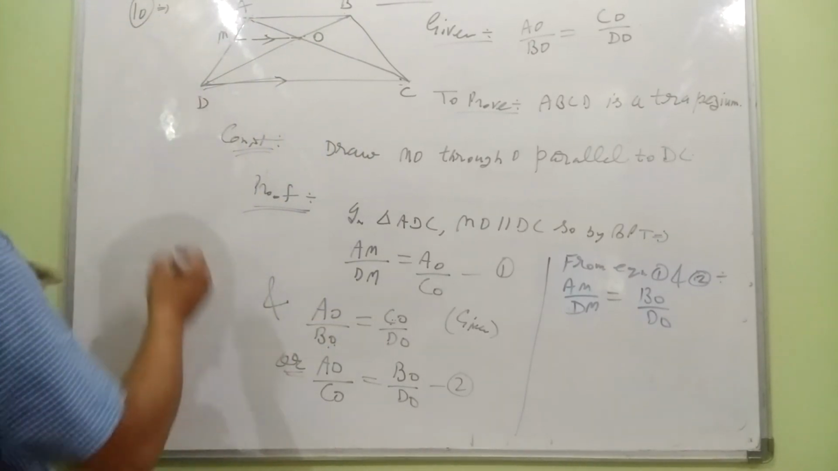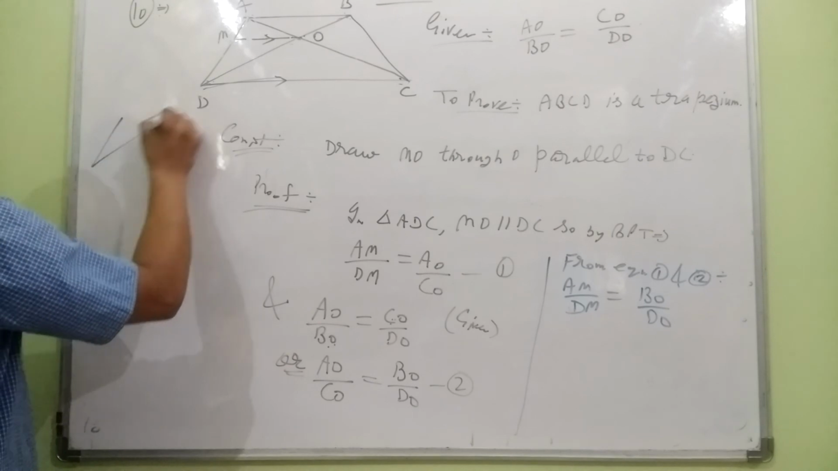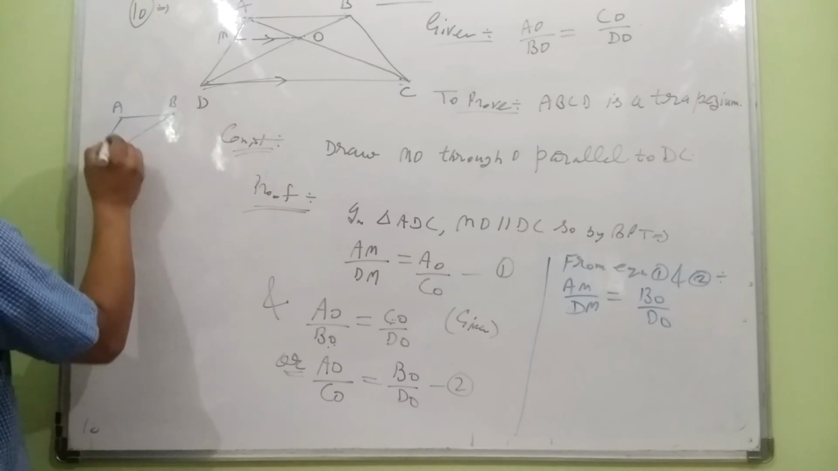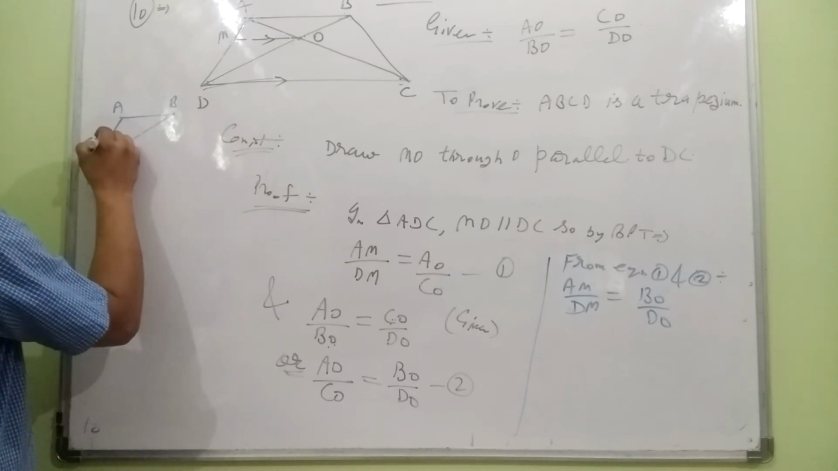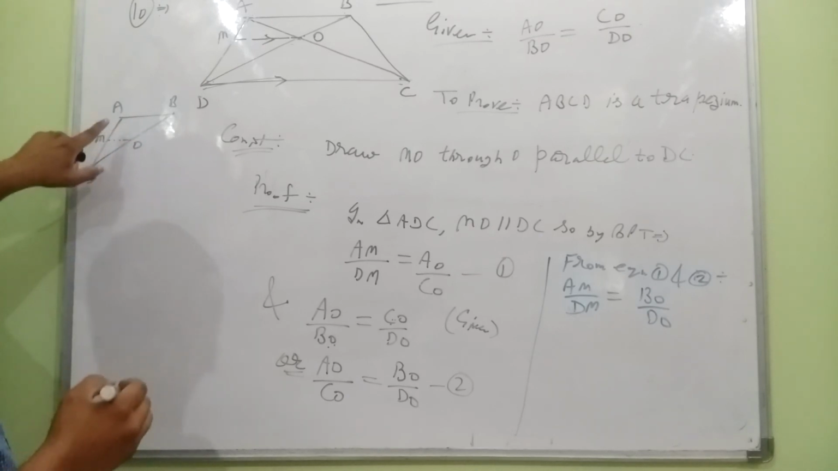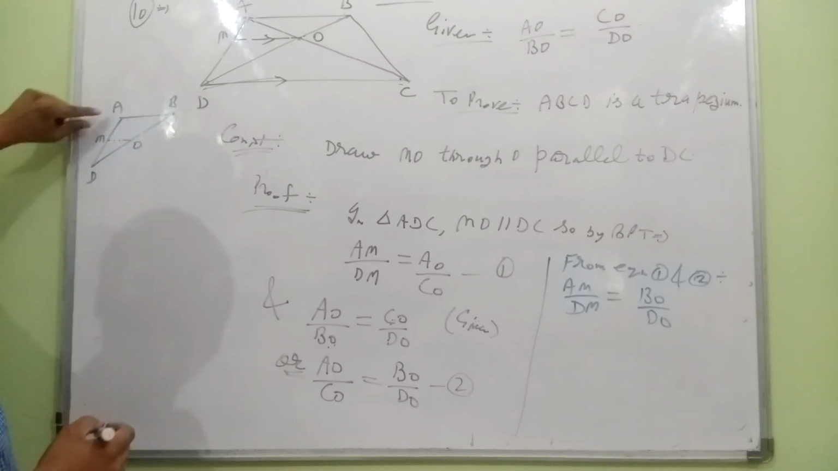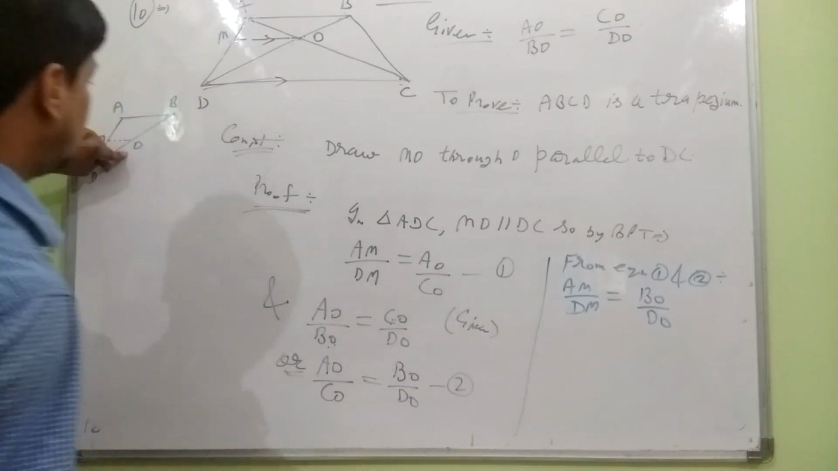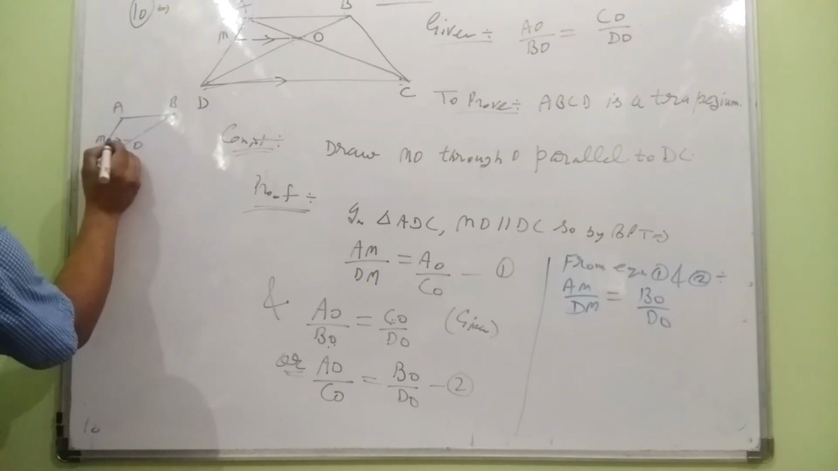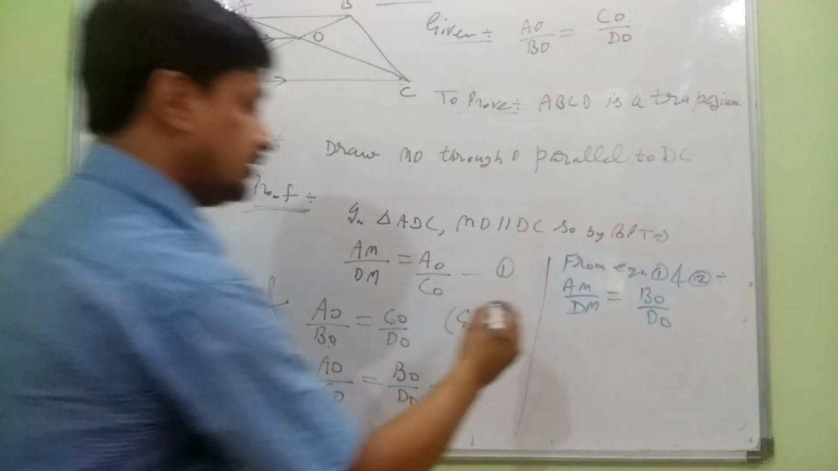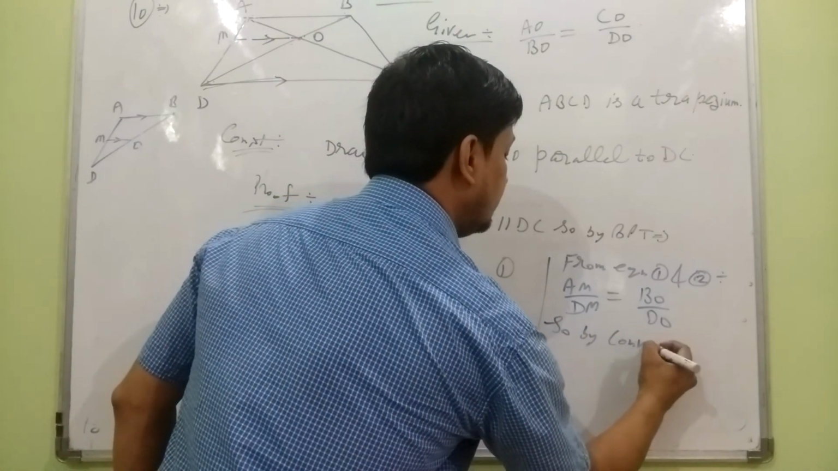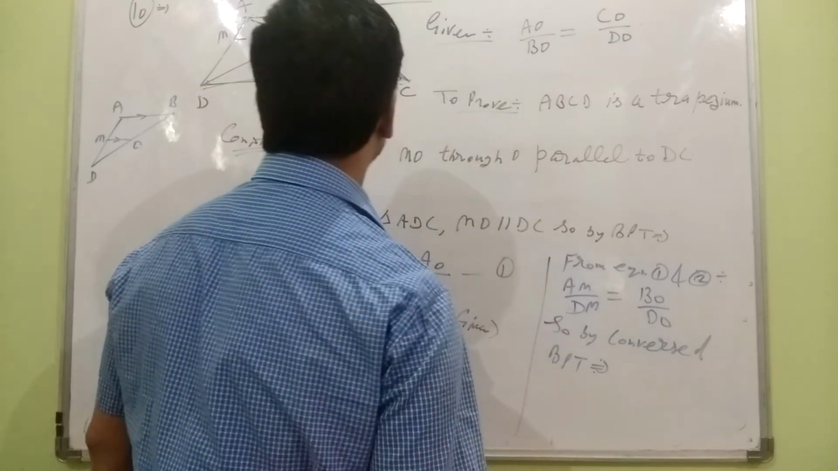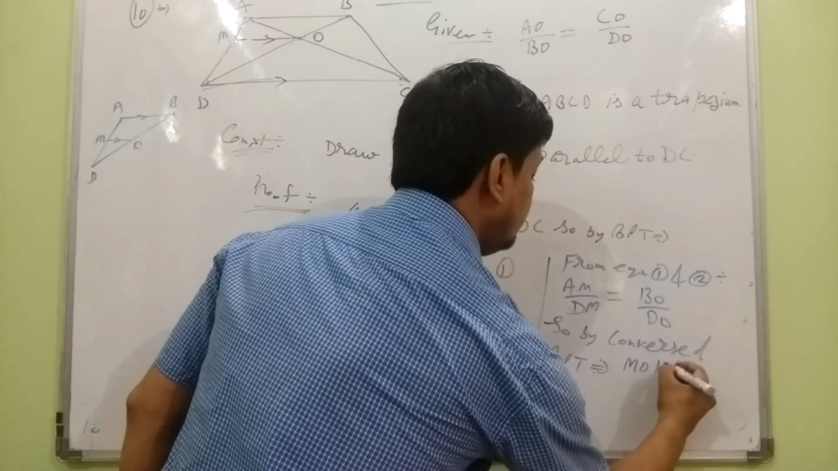If you are having difficulty understanding this, I am making this triangle here. This was the triangle ABD, and here is a line MO. We don't know whether AB is parallel to MO or not, but we can see AM upon MD is equal to BO upon DO by this relation. So obviously by converse of BPT, we can say MO must be parallel to AB.